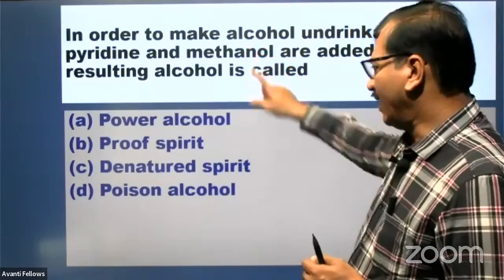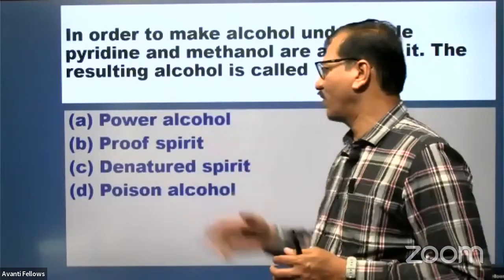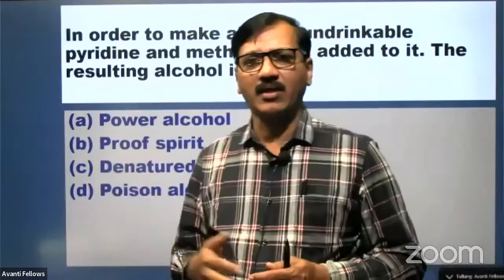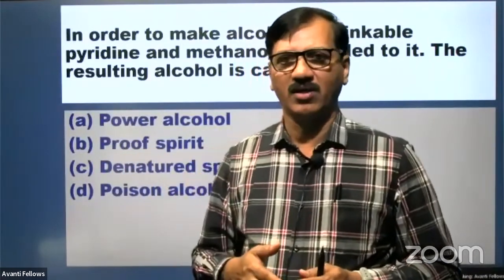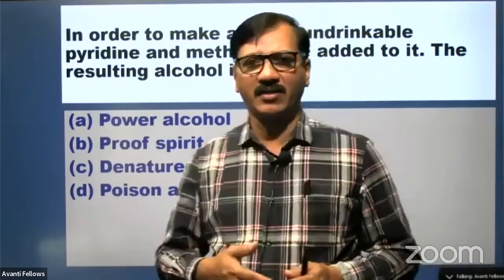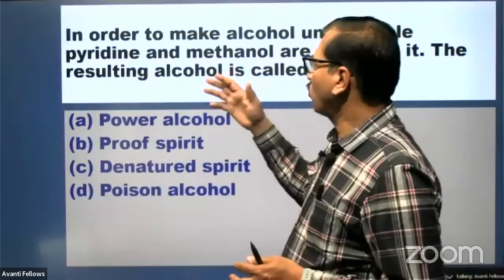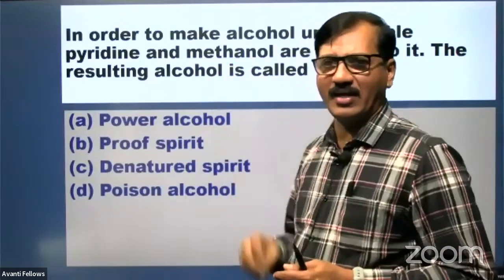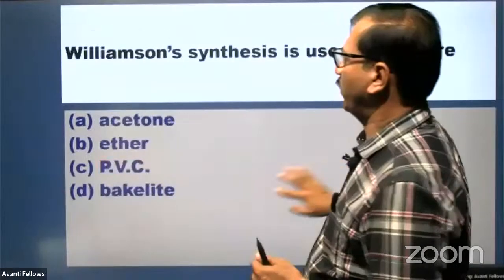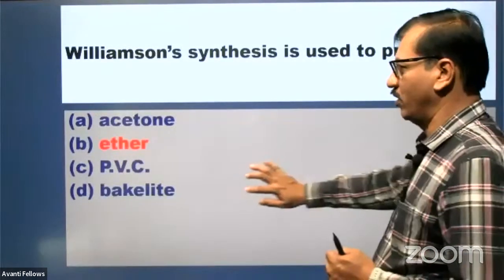So pyridine and methanol are added to make denatured alcohol. Denatured alcohol is not power alcohol. Power alcohol is the one which is used as a replacement for petrol, or it is added as an additive in petrol. And denatured spirit is made unfit for drinking, right? Pyridine gives the foul smell, and methanol is poisonous, and these are added to make it unfit for drinking. Denatured spirit. Williamson synthesis is used to prepare ether. It's a method of preparation of ether. Very good.